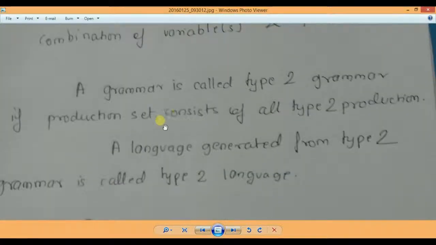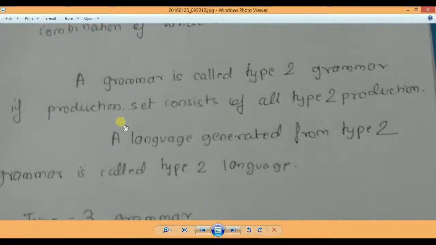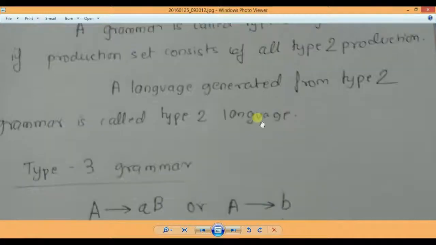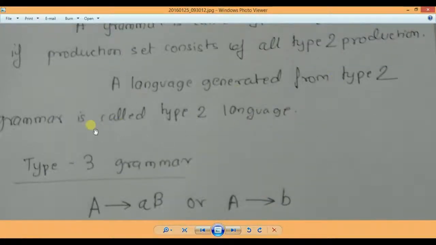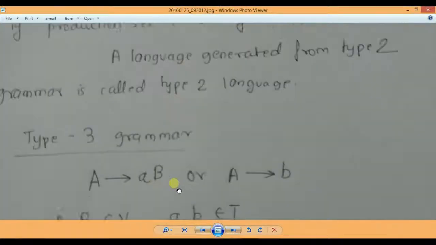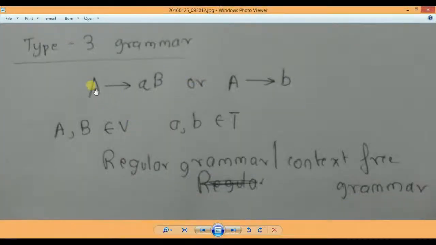Now a grammar is a type 2 grammar if its production set contains type 2 productions. The language generated from a type 2 grammar is called a type 2 language. As simple as that, nothing much here. Now, type 3 grammar. What is type 3 grammar?